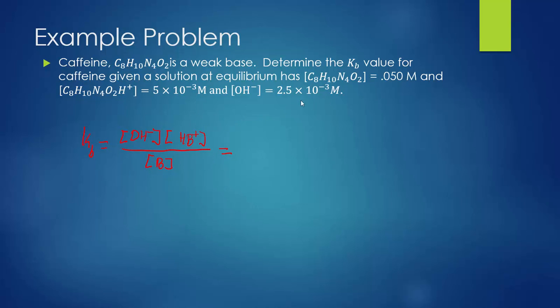It says we have determined the Kb value for this, and the concentration of the base is equal to 0.05. The concentration of the conjugate acid is 5 times 10 to the negative third, and the concentration of hydroxide is 2.5 times 10 to the negative third. And we get 2.5 times 10 to the negative fourth.